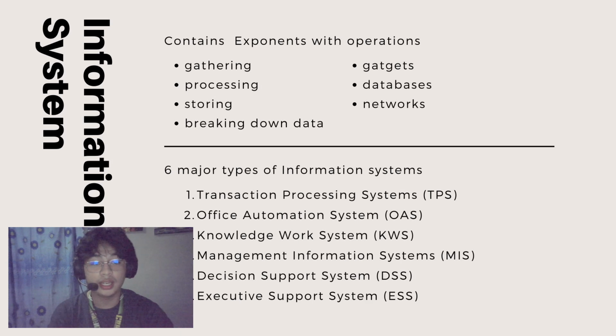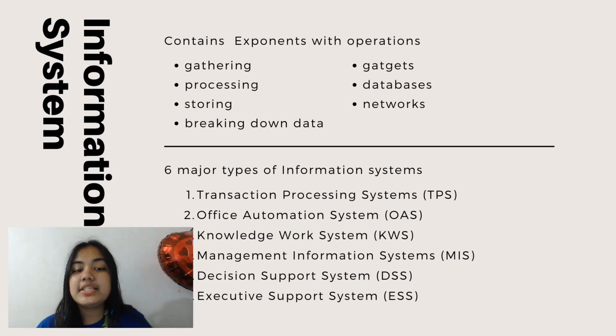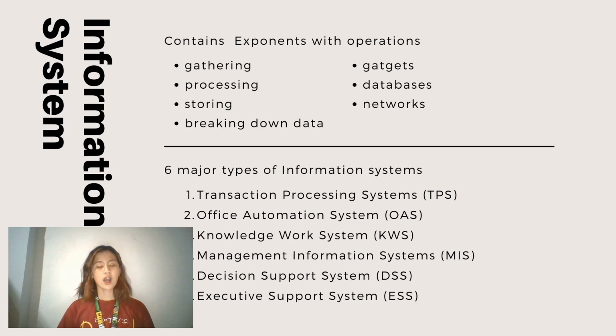We have 6 major types of information systems, each of which supports different organization levels. The first major type of information system is the TPS, or the Transaction Processing Systems. This kind of information system is essential because it helps businesses perform operations daily. The second information system is the OAS, or the Office Automation System. This type of system requires computers and personnel to perform tasks. Office automation systems include applications such as email, voicemail, and lastly, word processing.